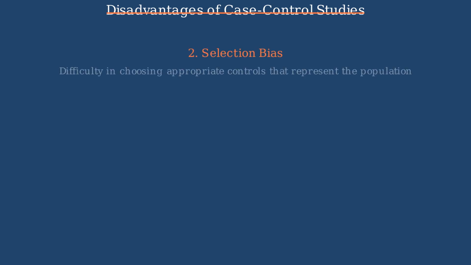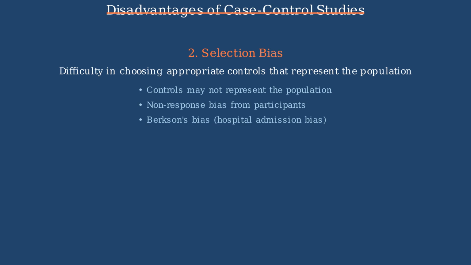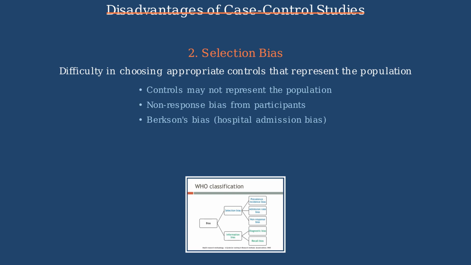Second, selection bias can occur when researchers have difficulty choosing appropriate controls that truly represent the population from which the cases came. This includes problems like non-response bias, where certain groups are less likely to participate, and Berkson's bias, where hospital-based controls may have different characteristics than the general population. The World Health Organization classifies bias into selection bias and information bias, with recall bias being a subtype of information bias.